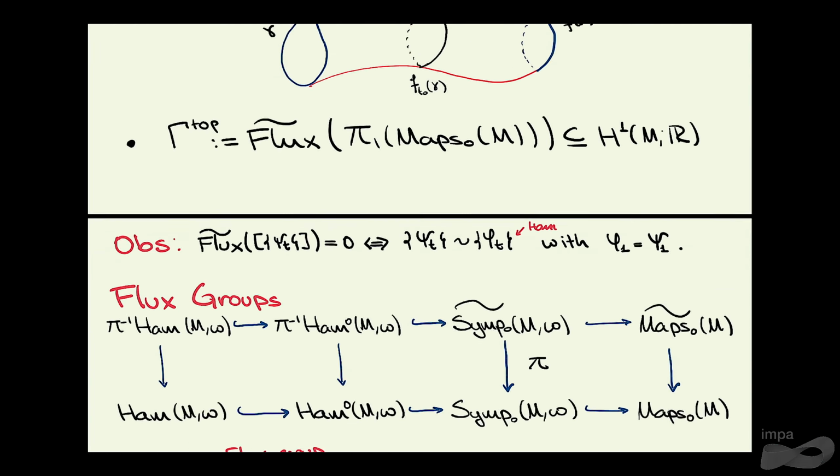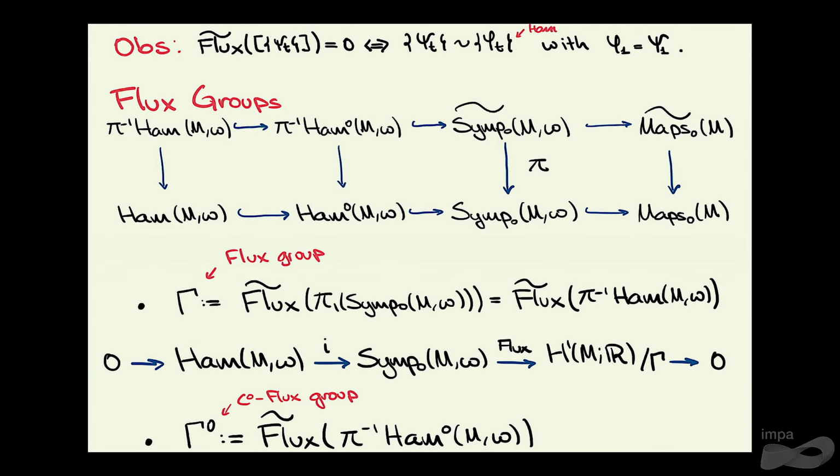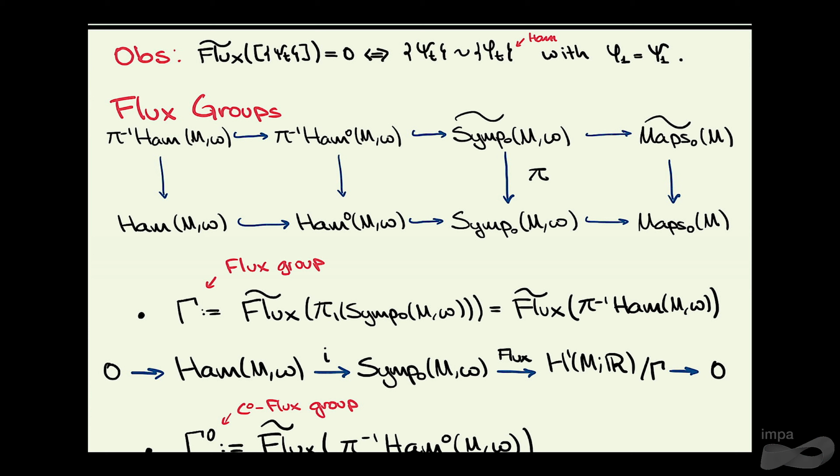Okay, so there's quite a bit of information here, but let's go slowly. In the case that when we restrict the flux homomorphism, the flux map, to Simp 0, that's a homomorphism, like I said, and by a fantastic result of Banyaga, the flux of a symplectic path is 0 if and only if that path is homotopic with relative endpoints to a Hamiltonian path. So in particular, if you have a symplectic path with 0 flux, that means that the endpoint is a Hamiltonian diffeomorphism.